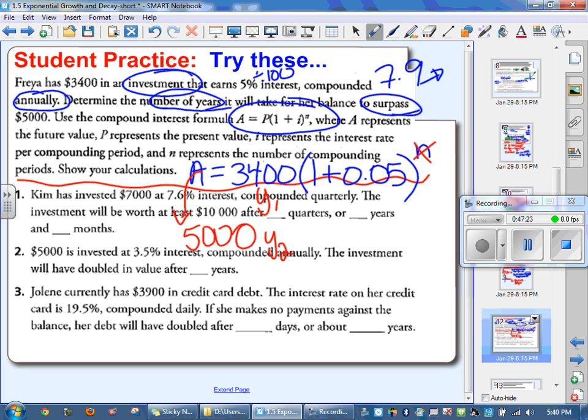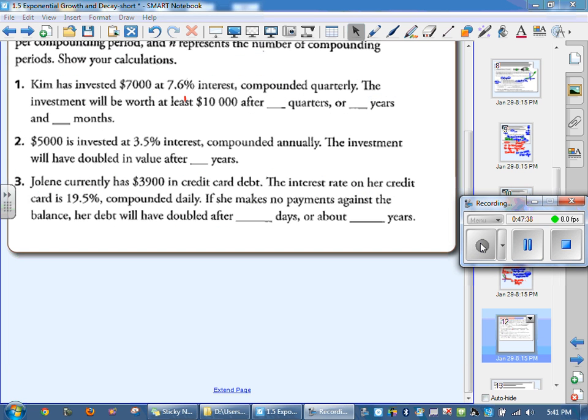Okay, the answer for number 1 here, you're going to find after 19 quarters, 4 years, 9 months. How come? Because you're going to take a look at this. It's A equals 7,001.019 exponent x. And in Y2, you're going to put $10,000. Okay? Where did this number come from?